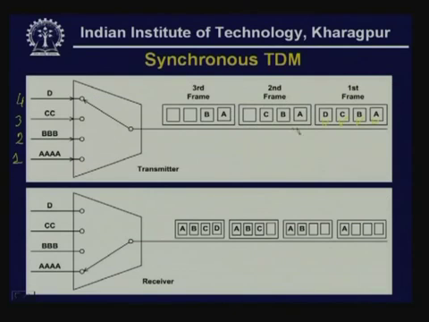Now, as you go to the second frame, the second A is put here in the first slot, then second B is placed in the second slot, then second C is placed in the third slot.